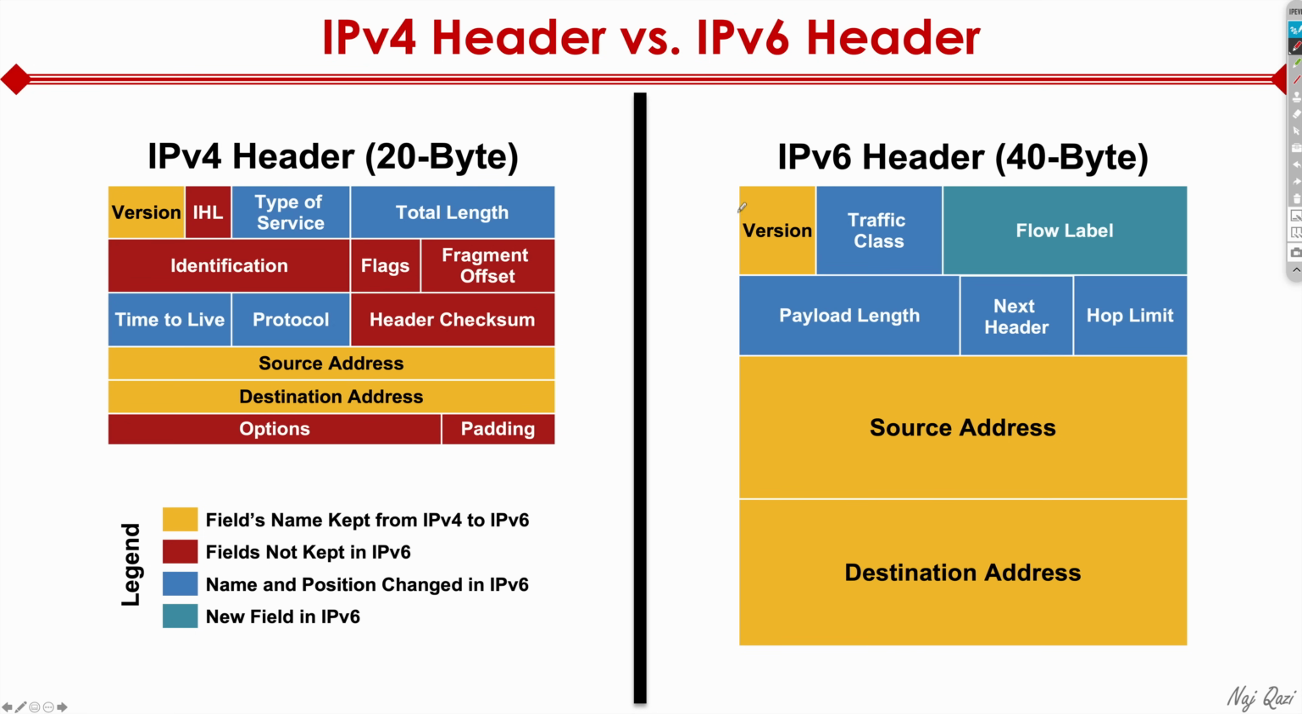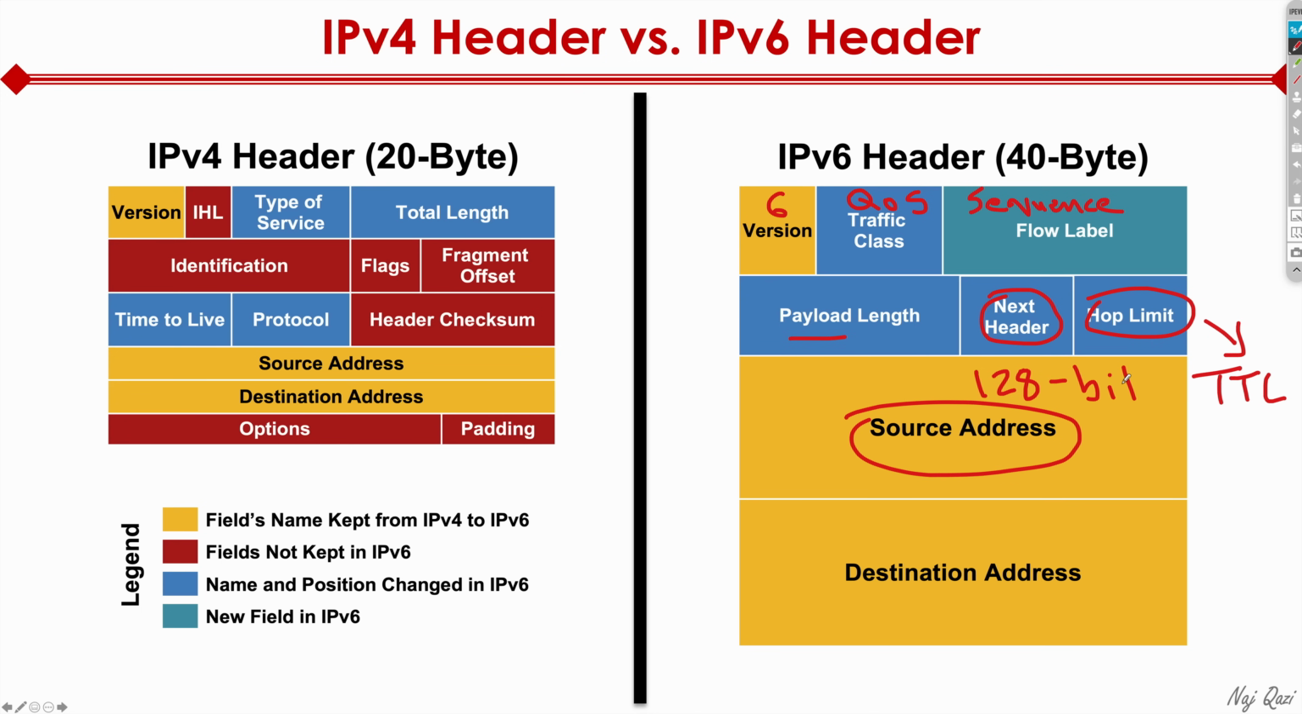You have different fields like version that actually says it's version 6, traffic class is used for QoS, flow label is used for the sequence of packets and to avoid packet reordering. Payload length is all about payload. Next header is the extension header that we talked about, which allows a lot of flexibility to IPv6. Hop count, basically TTL in IPv4, has been renamed to hop limit in the IPv6 header. And then we have a 128-bit source address, and then we have a 128-bit destination address. And to the left, the legend here shows all the fields that have actually been removed or pulled from IPv6 to make the header more streamlined.